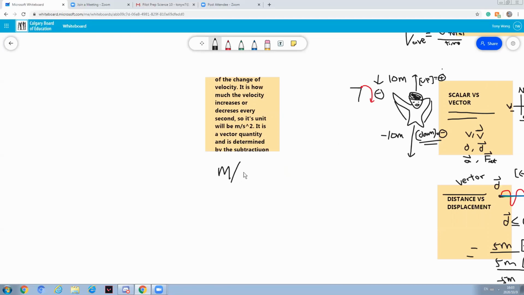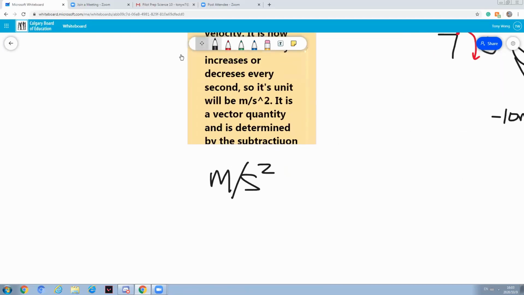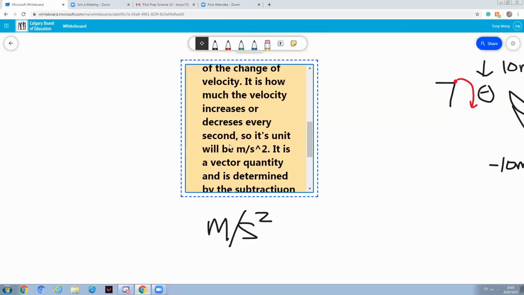Oh, are you writing this? Are you gonna write it down? Because I think I scrolled too fast. Oh no, I'm just not writing everything down. Okay, but basically, just know that it's a change of velocity per second.